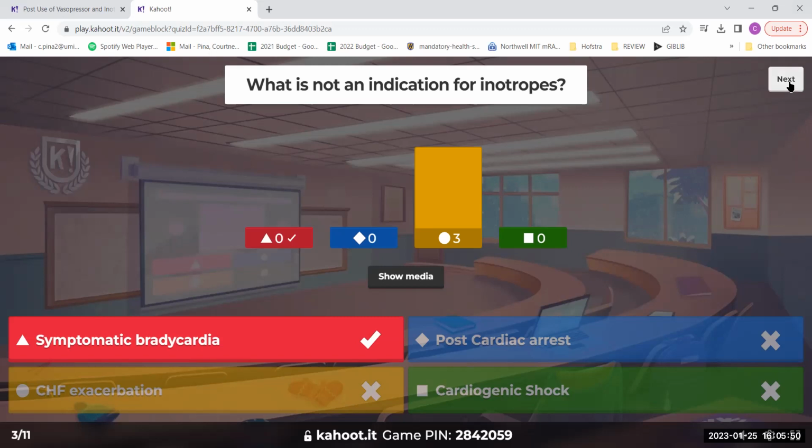Does anyone have any questions about that? What do you do for symptomatic bradycardia if you don't want to give something that increases cardiac contractility and heart rate? What would you use if you're not going to give one of these medications? Either you would use any chronotrope, so either epi or norepi or isoproterenol.